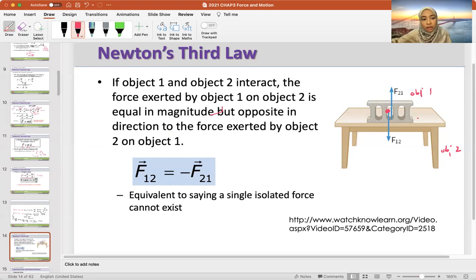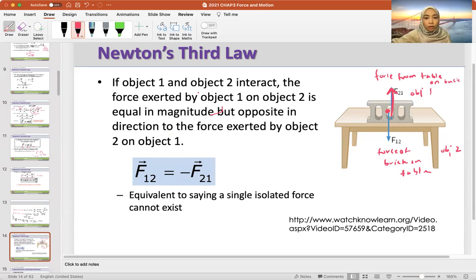And object 2 does not like this, so it wants to counter back. Why can you push me? I want to push you too. So F21, we have an equal but opposite force, meaning the force from object 2 exerted on object 1. So this is the force from the table on the brick, and this is the force of the brick on the table. They are equal and opposite. So this is Newton's third law.